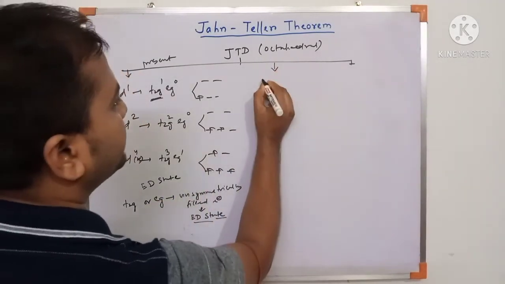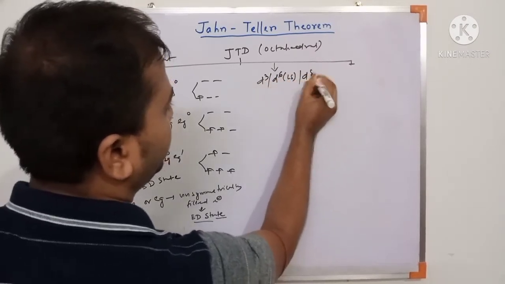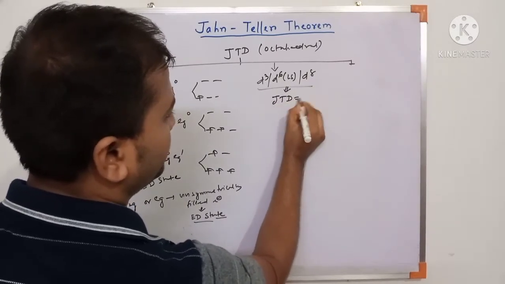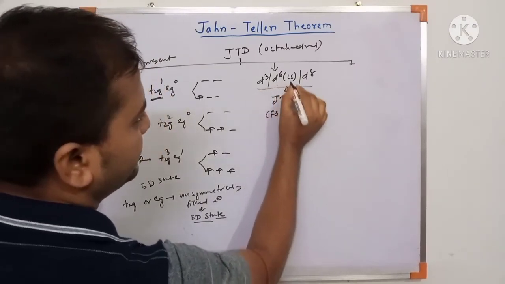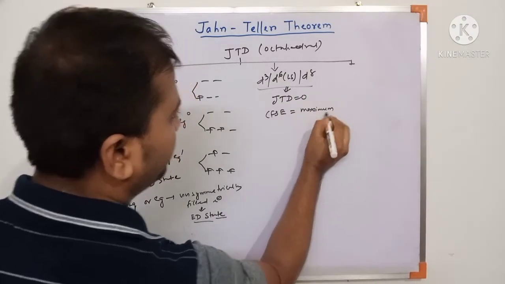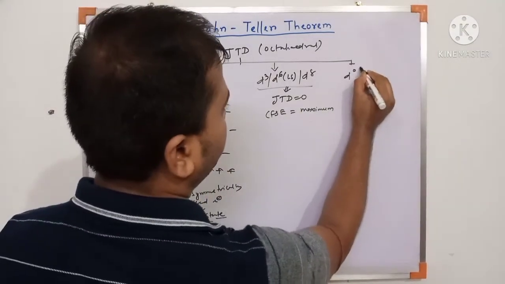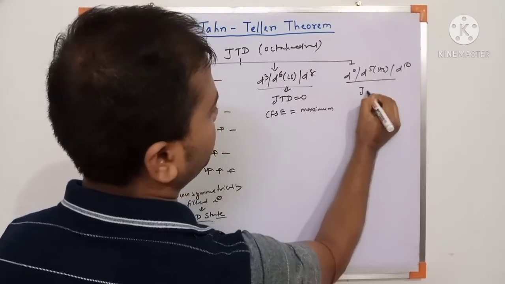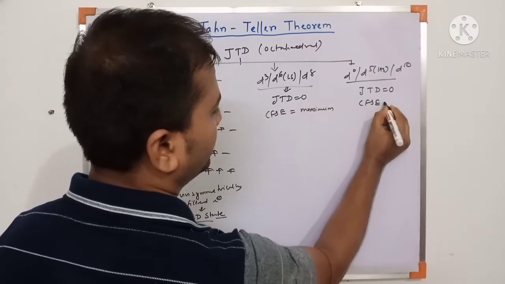And it is absent in d3, d6 low spin, or d8. In these, Jahn-Teller distortion equals 0. But CFSE in the case of d3, d6 low spin and d8 is maximum. Also for d0, d5 high spin, and d10, Jahn-Teller distortion is absent, and CFSE is also 0.